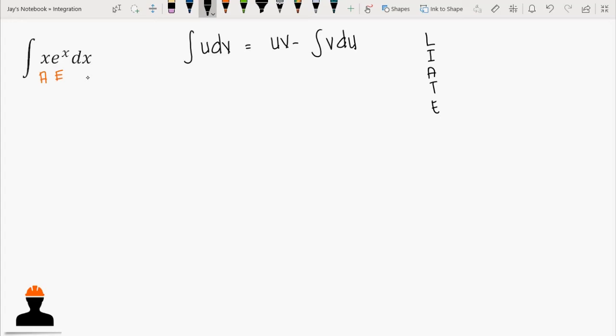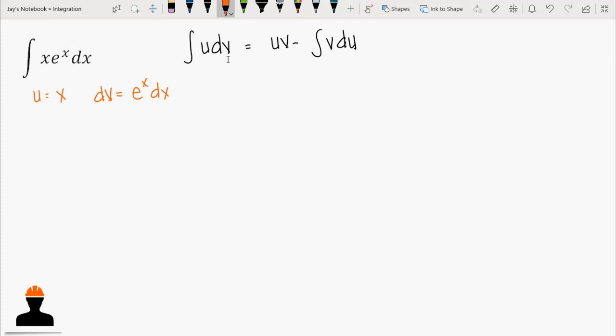Now we have two functions, the algebraic and the exponential function, and we can see that the first function that comes in the list is A, the algebraic. Therefore our u here is x, and the remaining one would be our dv, from the form u dv. So our dv is e raised to x dx.